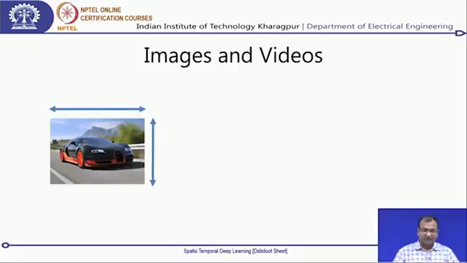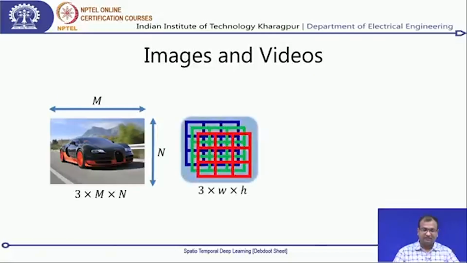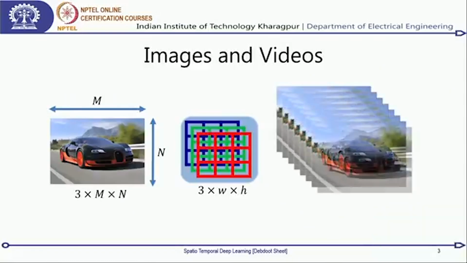So, if you had your images as such of m cross n, and it was a 3 channel, you had a 3 cross m cross n, and then your convolution kernel was also a 3D kernel which had number of channels equal to the number of channels in the input image over there, and it was 3 cross w cross h. And then when you convolve it out, you have your resultant.